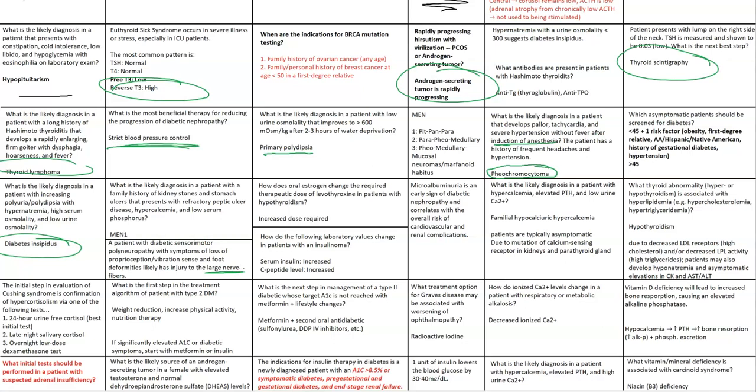First one is 24-hour urine-free cortisol. That's the best initial test, but it's very cumbersome to do. Other options are late-night salivary cortisol, and third one is overnight low-dose dexamethasone test.